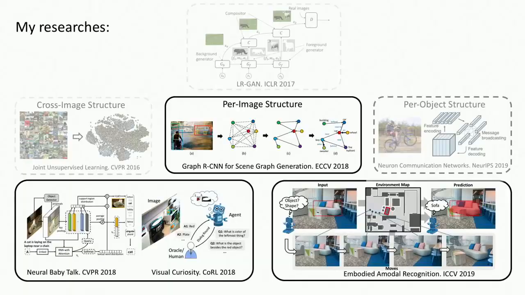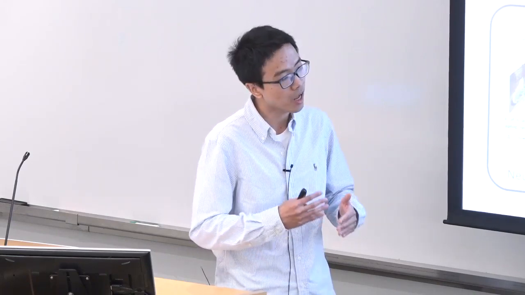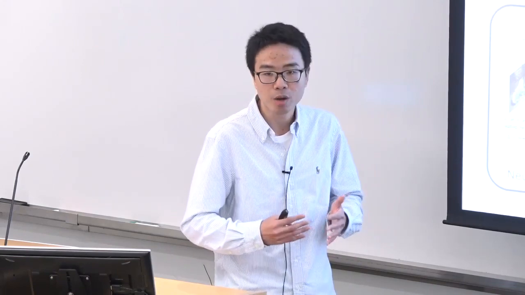So in this talk, I will mainly talk about these three works. The first one is how we extract the structural representation from the image, and then how we build the interaction between the visual system and humans through language. And finally, I will talk about how we build the connection between the visual system and the environment.